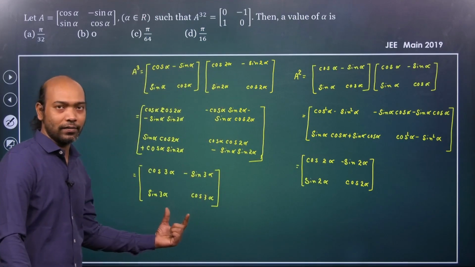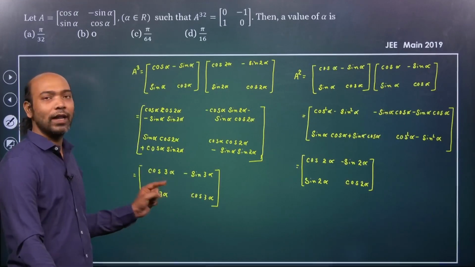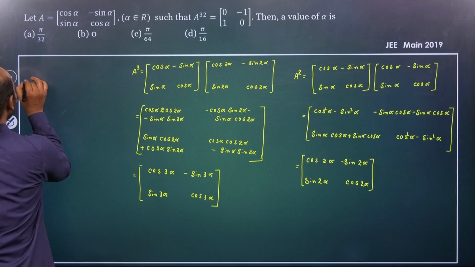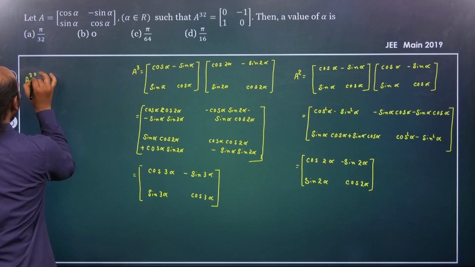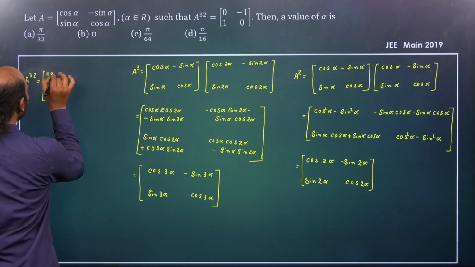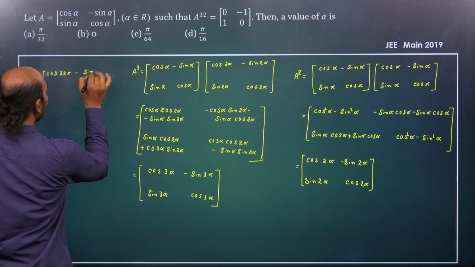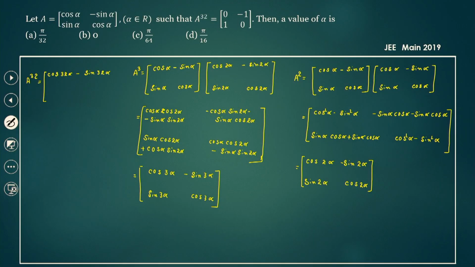Whatever we predicted at step 2, we can use the same logic here. Whatever the power is, we read the same value again. So my prediction is that A^32 gives cos 32 alpha, minus sin 32 alpha, sin 32 alpha, cos 32 alpha.